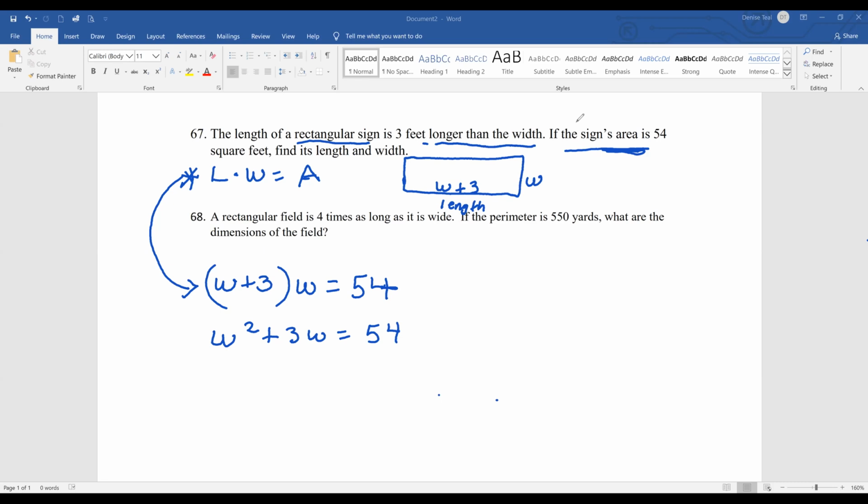Zero. Very good. You have to put it in standard form for it to equal 0. So this becomes W squared plus 3W minus 54 equals 0. Very good. This is what we just got through doing, solving the quadratic. And how are you going to solve this quadratic equation? You factor it out. Right, factor it out.